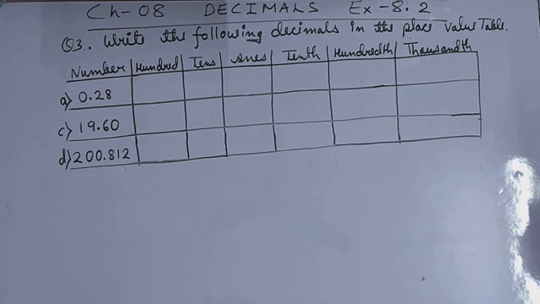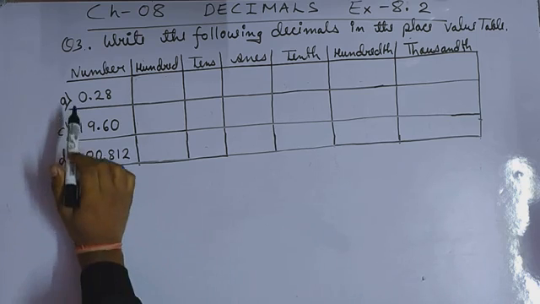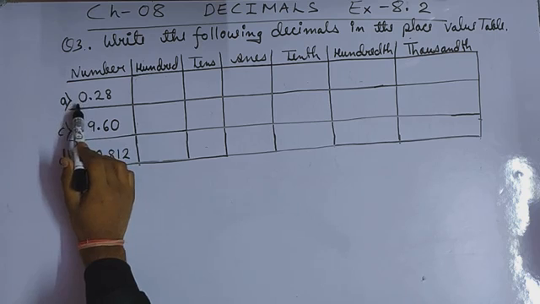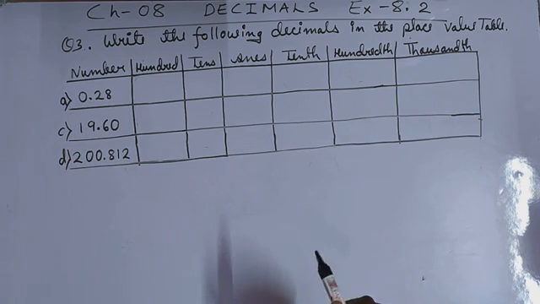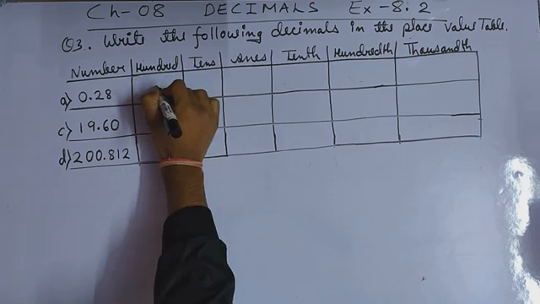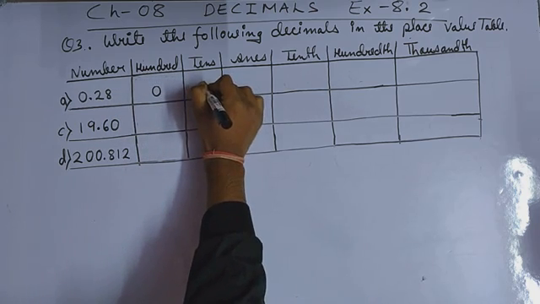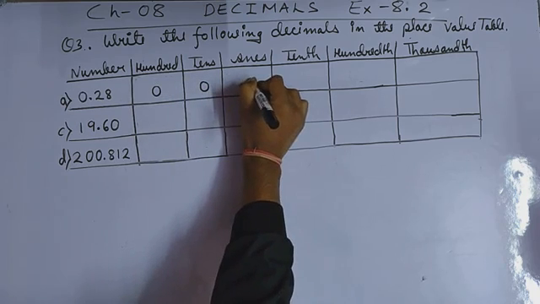The first part is 0.228. In the whole number part, towards the left hand side, there is just 0, so there is nothing in the places of hundreds, tens and ones. So we are going to write 0 at the hundreds place, there will be 0 in the tens place, and there will also be 0 in the ones place.